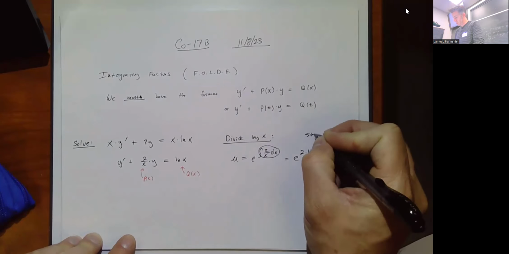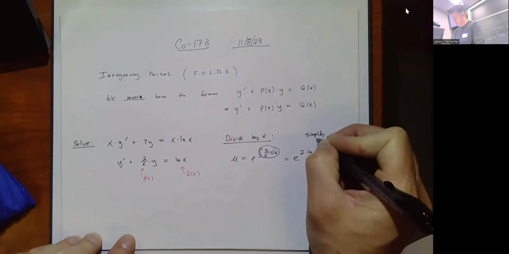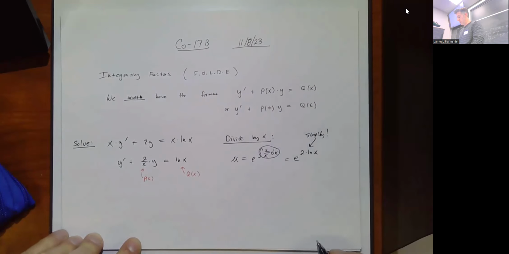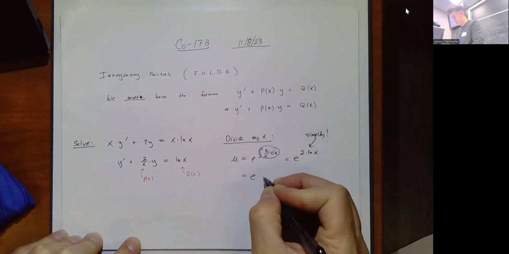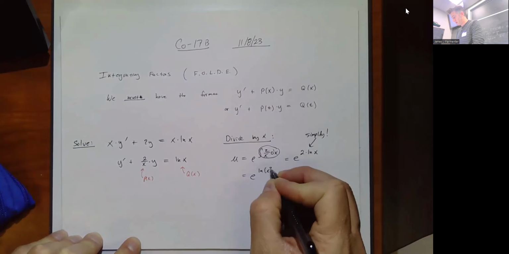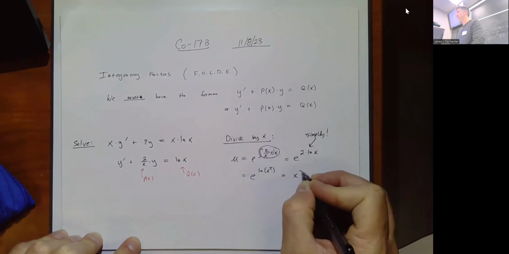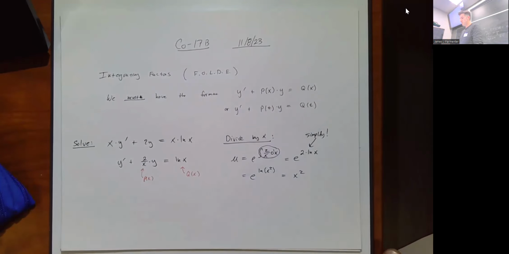So we want to simplify this, meaning we should rewrite it as e to the natural log of x squared, which is just x squared. I think it's worthwhile to show the steps. Your teacher might require you to show them. We can always jump to the end.